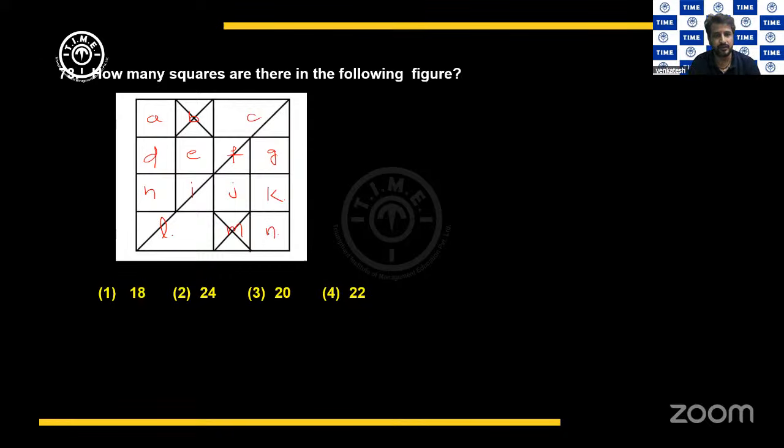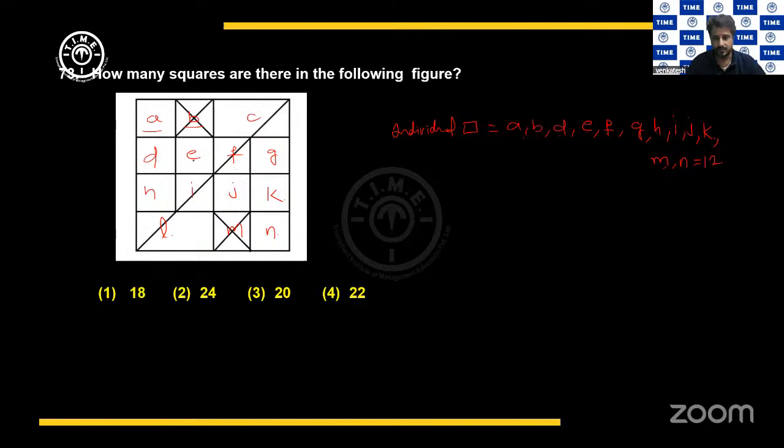Now, how many individual squares are there? First identify individual squares. A is one square, B is one square, but C is not. So A, B, D, E, F, G, H, I, J, K. L is not, but M, N are. So how many individual squares? 1, 2, 3, 4, 5, 6, 7, 8, 9, 10, 11, 12. Okay, 12 squares. Now what next?